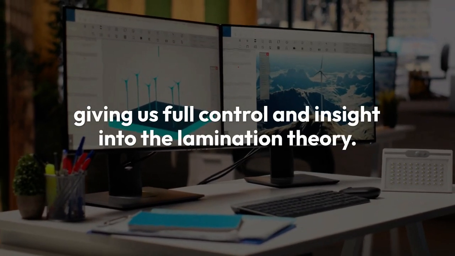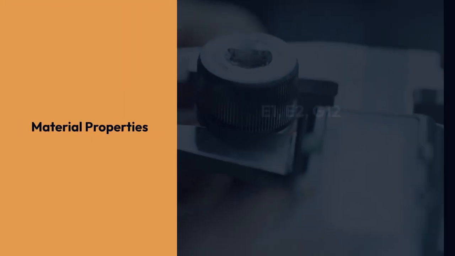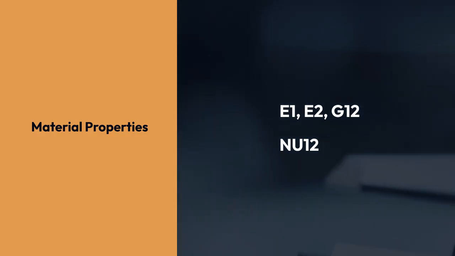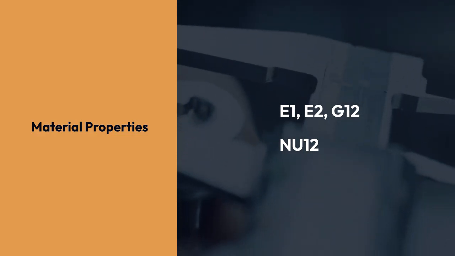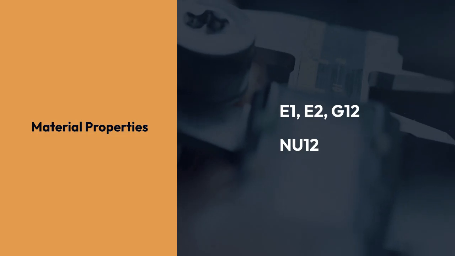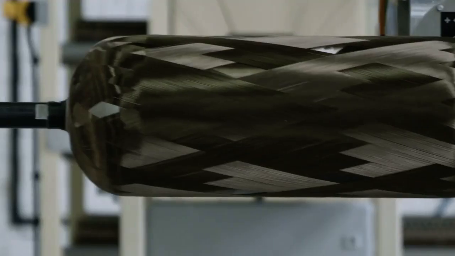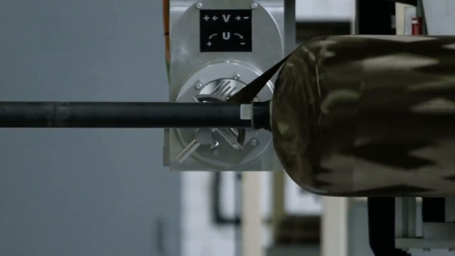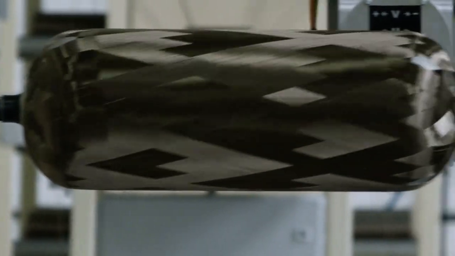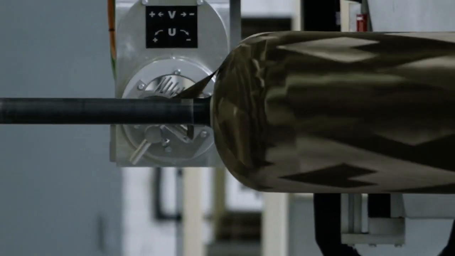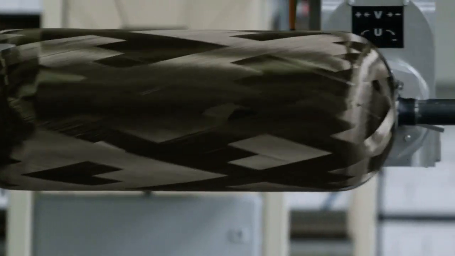into the lamination theory. First, we need to define our basic material properties for an orthotropic ply. This involves setting parameters for Young's moduli, E1, E2, shear modulus, G12, and Poisson's ratio, NU12. For example, we might use commands like set, E1_PLY, 130E9 and set, E2_PLY, 9E9 to store these values.